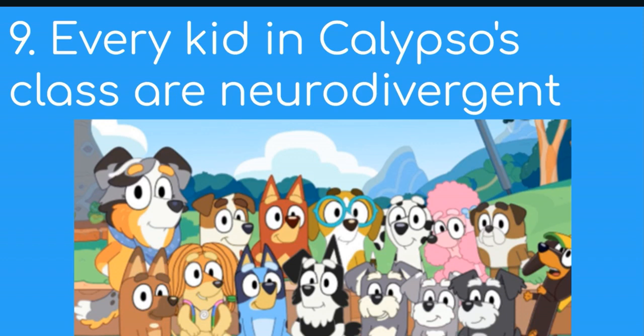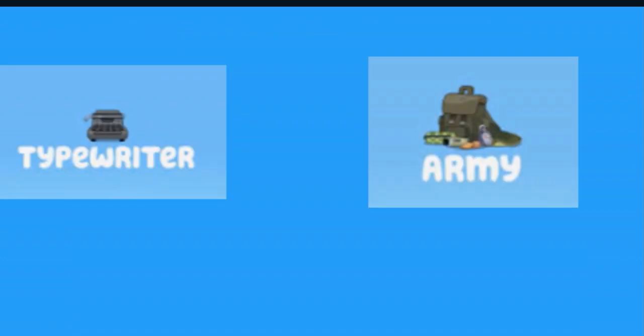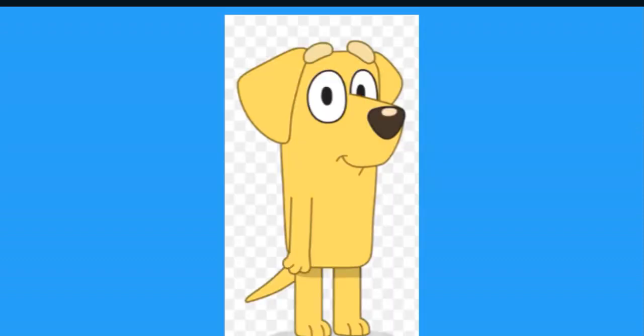9. Every kid in Calypso's class is neurodivergent. Neurodivergent, it's hard to say. It means having ADHD or some disorders like that. So if you watch the episode Typewriter and the episode Army, you see that Lucky is not there, for example. Lucky doesn't go to Bluey's school at all, actually. And it's weird, because you would think that if Lucky lives right next to Bluey, he would go to the same school as her, because her school's probably close.